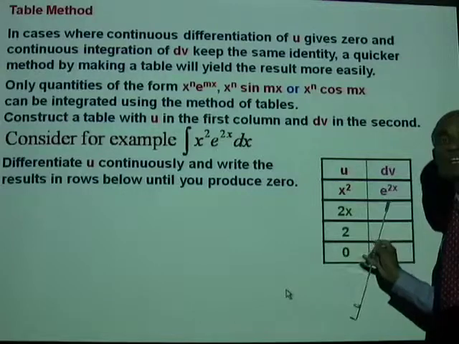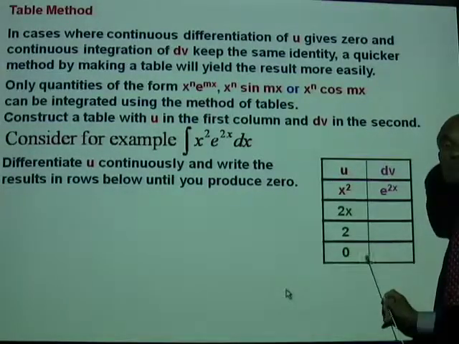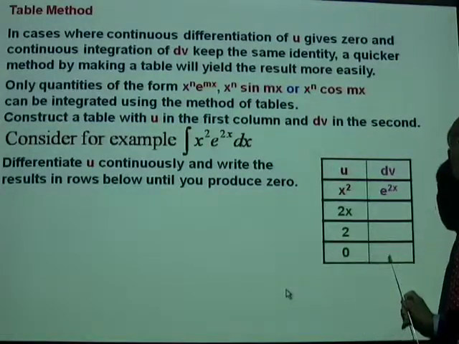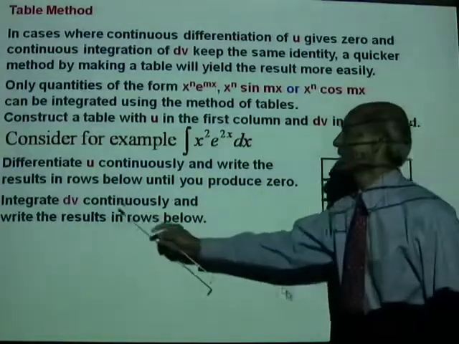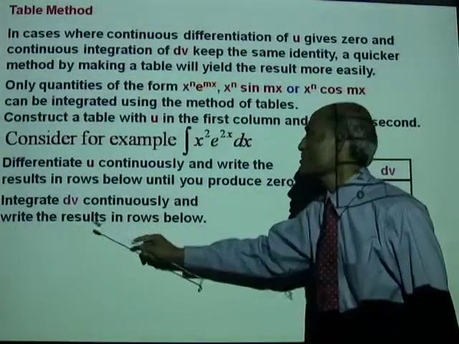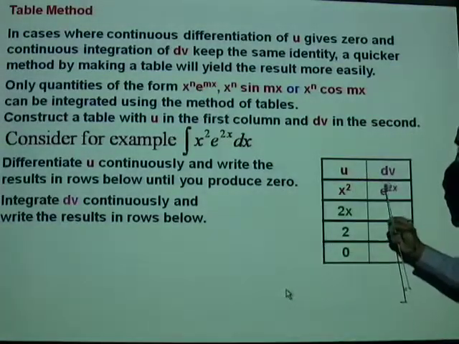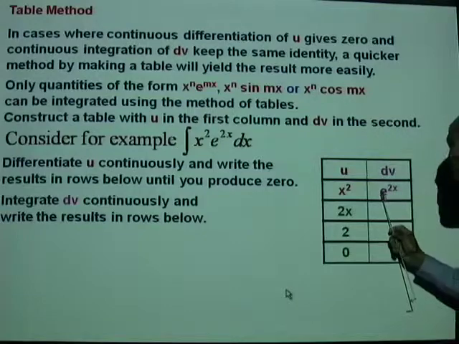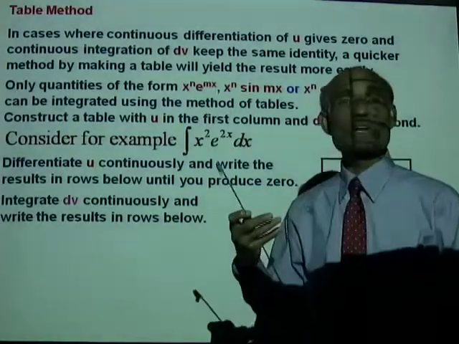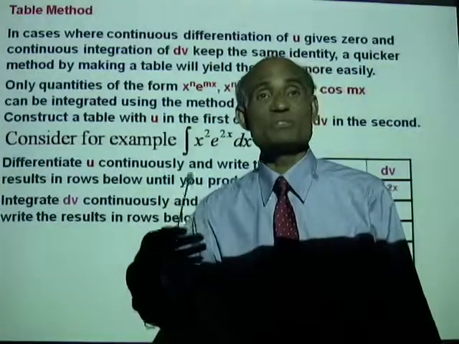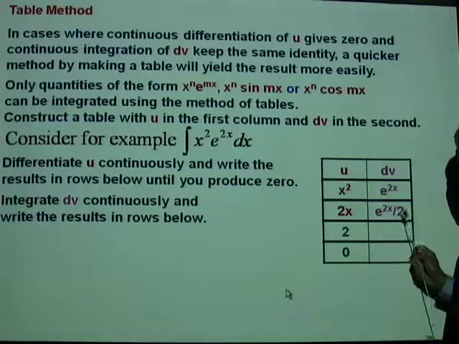Integrate dv continuously until you reach the last row. The last row is the row that contains 0. You don't go beyond that. Integrate dv continuously and write the results in rows below. Tell me, what is the integral of e to the power of 2x? The integral of e to the power of 2x is e to the power of 2x divided by 2. Let's write that here.